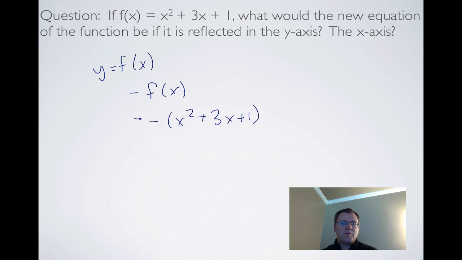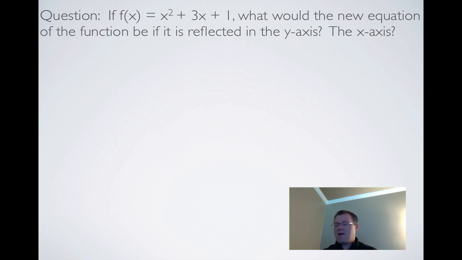I guess to write this appropriately, I should write it as negative f of x. So that negative just gets transferred through. Negative x squared, oops, that's a negative 3x minus 1. That is our new function. So that's the way the functions change. We just either substitute in a negative x if we're talking about the y-axis, and we substitute in a negative f of x if we're talking about reflection in the x-axis.